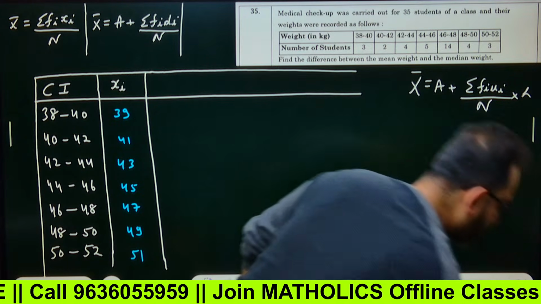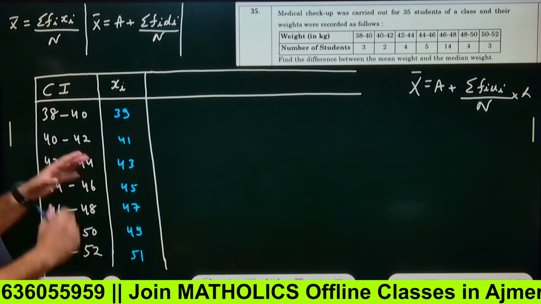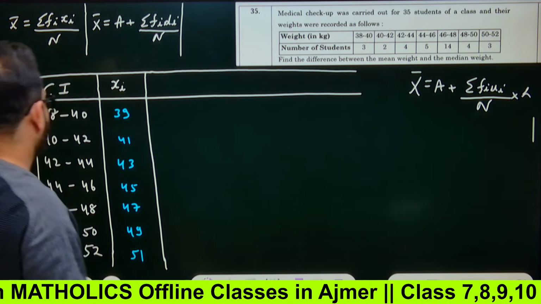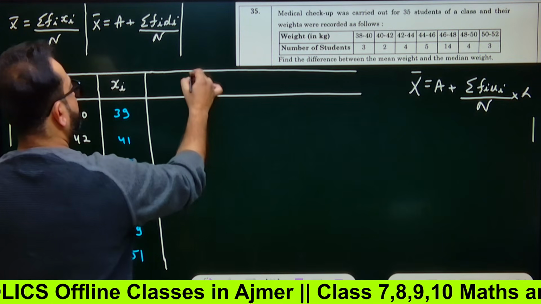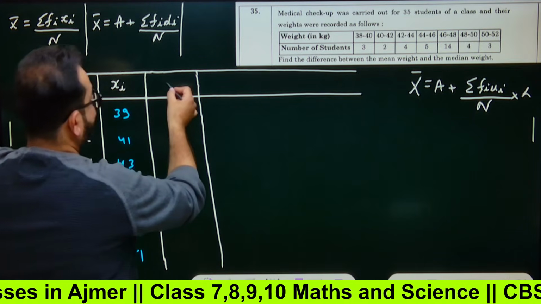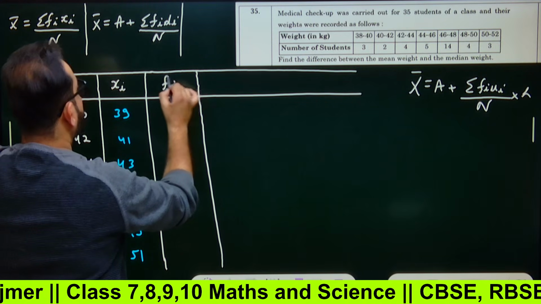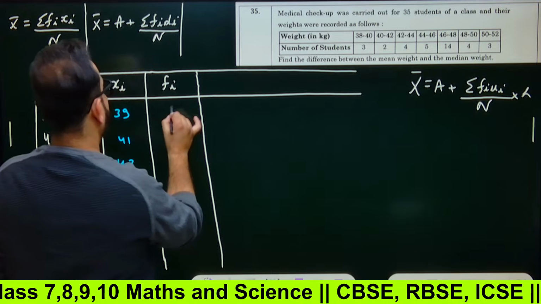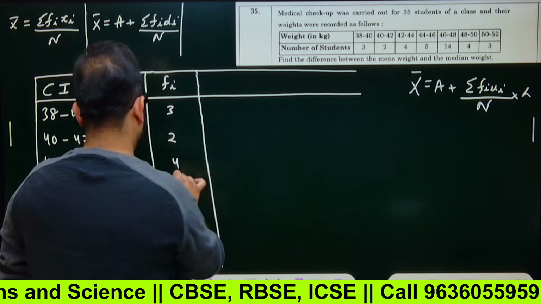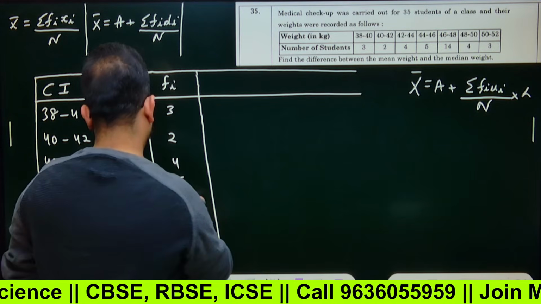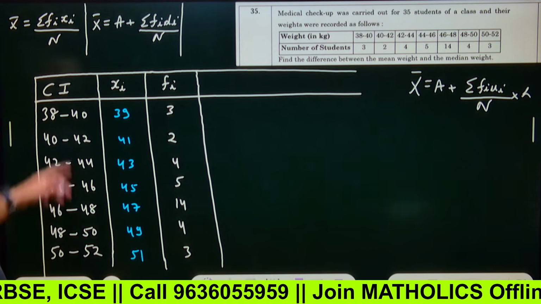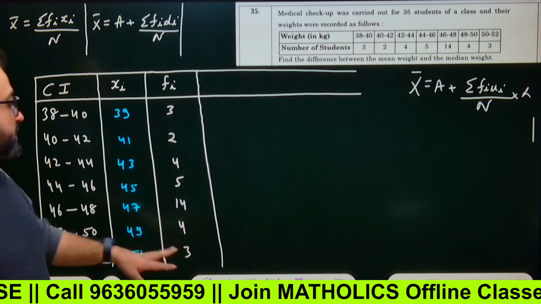Now, first you have to find the mean. So we are calculating mean. The table will be separate for mean, separate for median. So we have got xi. Now write the frequency fi. What are the frequencies given? 3, 2, 4, 5, 14, 4, 3. Check the frequencies: 3, 2, 4, 5, 14, 4, 3.